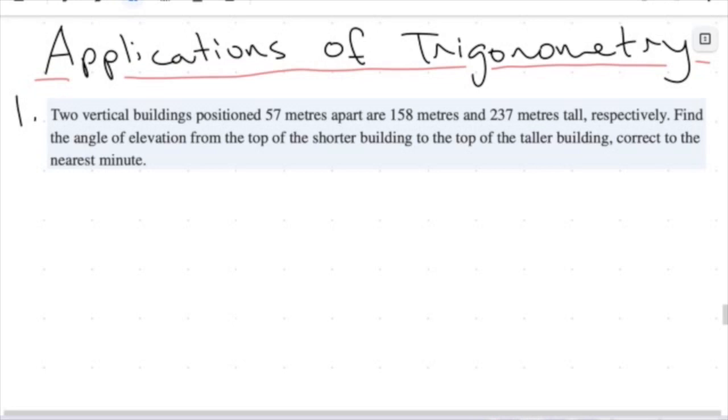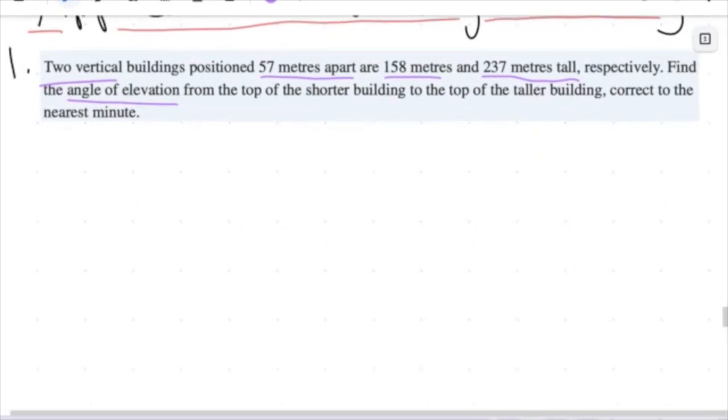So we have two vertical buildings are positioned 57 meters apart. And these are 158 meters and 237 meters tall, respectively. Find the angle of elevation from the top of the shorter building to the top of the taller building. Correct to the nearest minute. Okay, so we have two buildings 57 meters apart, and those heights are 158 meters and 237 meters.